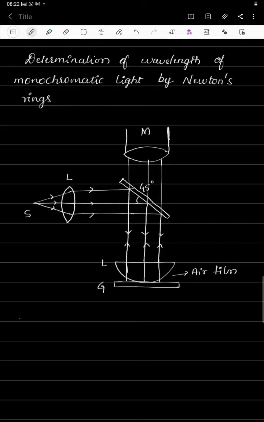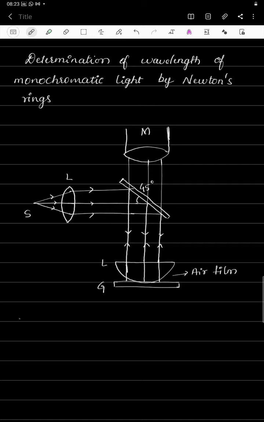Welcome students. This is the last part of the interference, where we are going to determine the wavelength of monochromatic light using Newton's ring experiment. In the previous class I have already told what the experimental setup is to get Newton's rings, what Newton's rings are, and on what principle this works. All these have been told. So now I will just recall, and we will move ahead to how to determine the wavelength of monochromatic light by Newton's ring experiment. Look at the experimental setup here, look at the figure here.